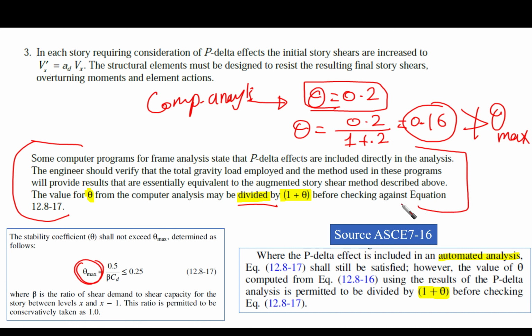You can also pause and read it. Okay, so please remember, this is an important issue that you should take care of whenever you are making an analysis using software packages like SAP or ETABS or MIDAS or any other software or OpenSees. Okay.